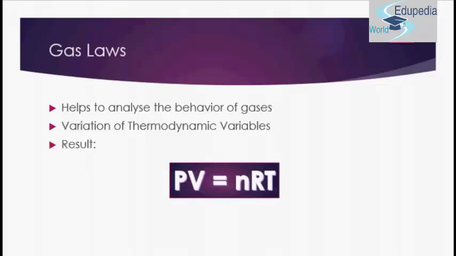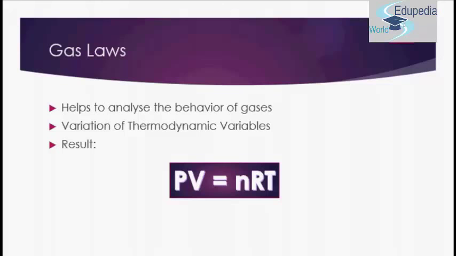PV is equal to nRT, where P is pressure, V is volume, n is number of moles of molecules of an ideal gas. T is temperature in Kelvin, obviously always in Kelvin. R is called the universal gas constant. You can say it's like a constant of proportionality, and let's assume that it has some value which we are not concerned with right now. So basically all the gas laws combine to form this equation, PV is equal to nRT.